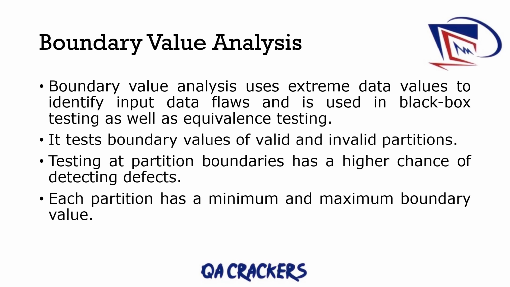Example: consider a system that accepts age between 18 to 56. Then using boundary value analysis, the invalid numbers are minimum minus 1 and maximum plus 1. It should accept numbers within 18 to 56, like 18, 19, 34, 55, 56. It should not accept 16, 17 or 57, 58.